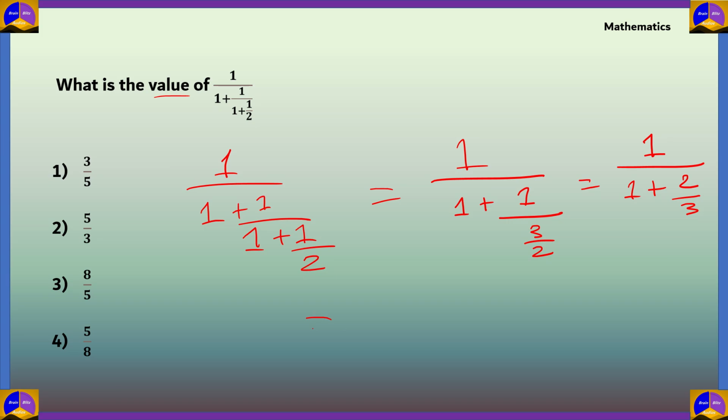Now this would be equal to 1 by 5 by 3. So 1 by 5 by 3 is equal to the reciprocal of 5 by 3. We get 3 by 5. So 3 by 5 is option 1. So option 1, 3 by 5 is the right answer for this question asked in mathematics.